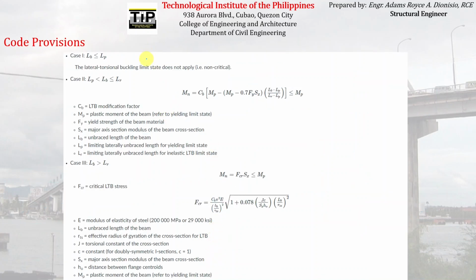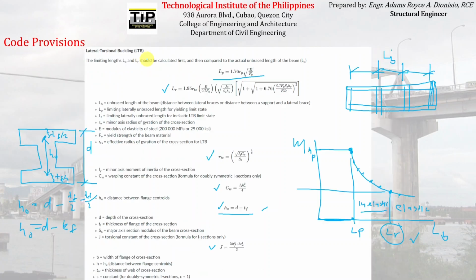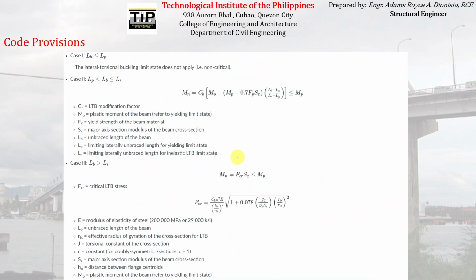So the formula for finding the moment capacity with respect to the bracing is actually divided into three cases. Okay, three cases. So for case 1, wherein the unbraced length is actually less than LP, meaning mag-yield pa yung steel beam mo.